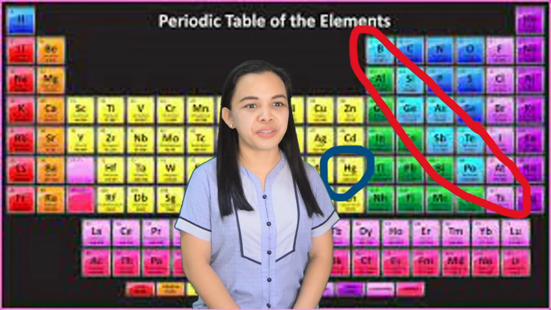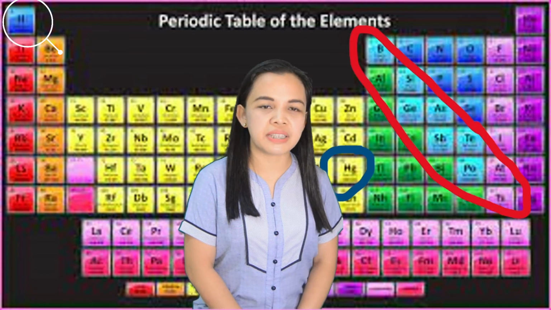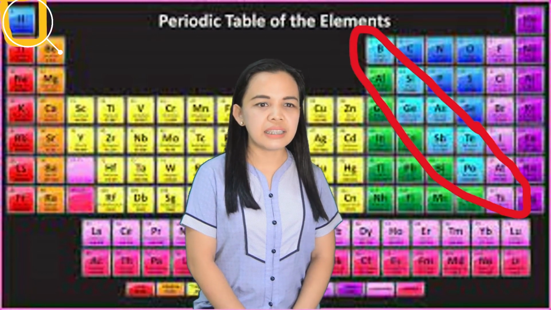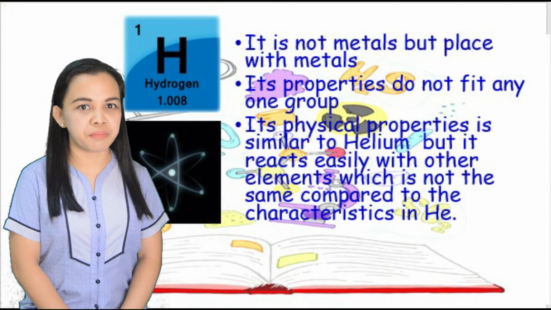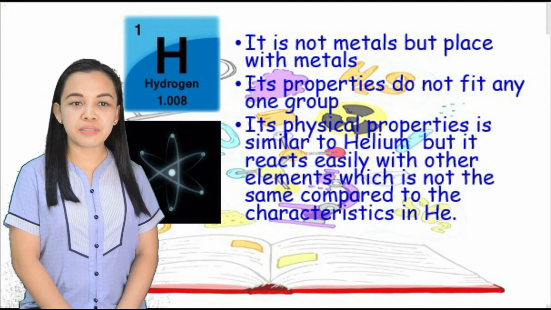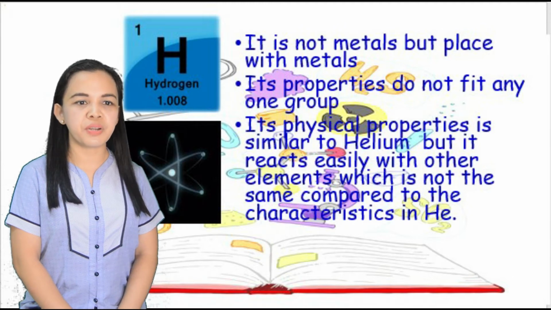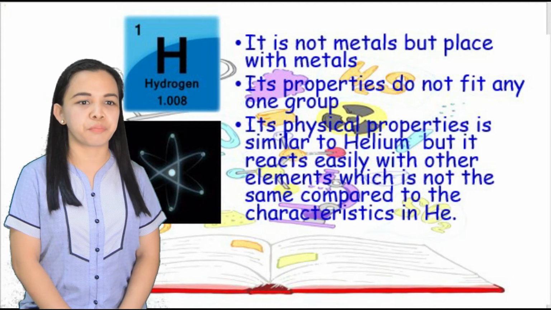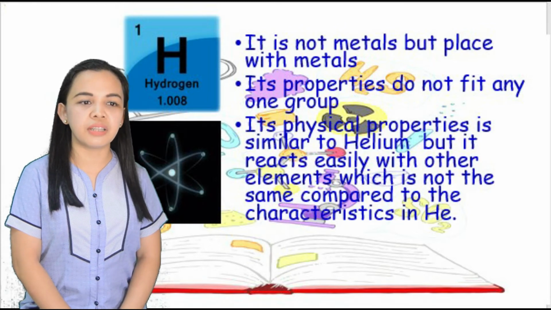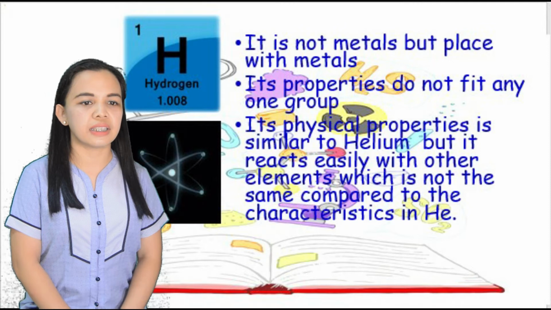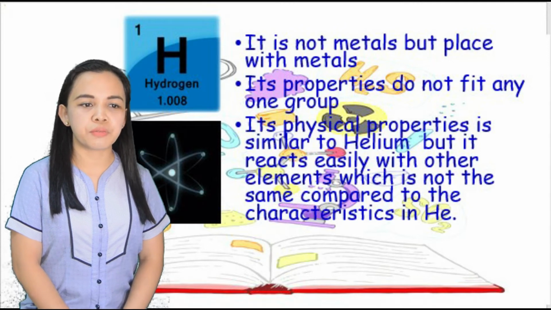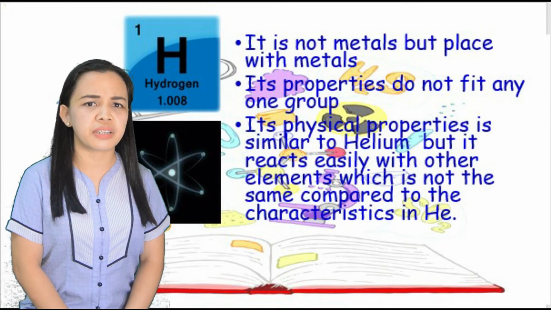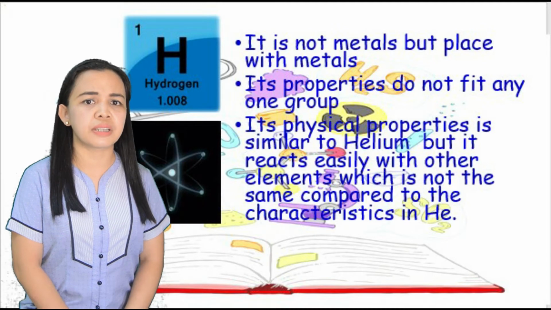Have you ever wondered why hydrogen has a special place in the periodic table? It is not metal, but placed with metals. Hydrogen is placed in a separate group and a separate color because its properties do not fit any one group. Its physical properties are somewhat similar to helium, but it reacts easily with the other elements, which is not the same compared with the characteristics of the helium, which is a noble gas. It reacts with other metals.